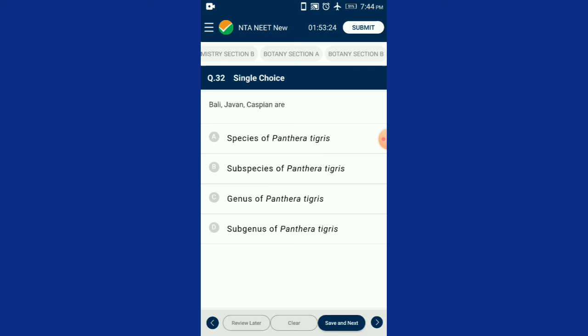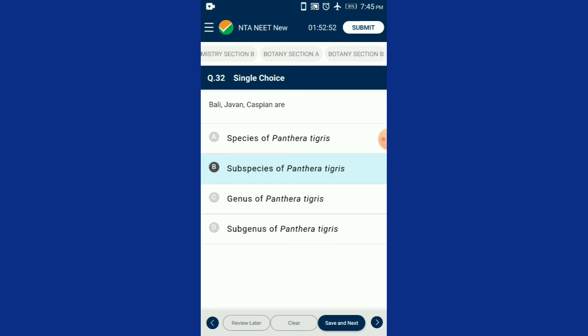Question number 32. Bali, Javan, Caspian are. Three subspecies of Panthera tigris are Bali, Javan, and Caspian. The IUCN Red List 2004 documents the extinction of 784 species, which included recent extinctions of these three subspecies of tiger. So the answer is option B, subspecies of Panthera tigris.